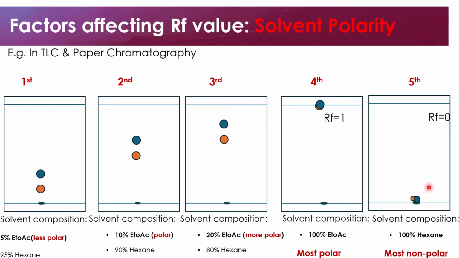So in summary, the second and third solvent mixtures, which are 10% ethyl acetate and 90% hexane, and 20% ethyl acetate and 80% hexane, will be recommended as the appropriate mobile phase to be used in chromatographic techniques, which usually involve a polar stationary phase.